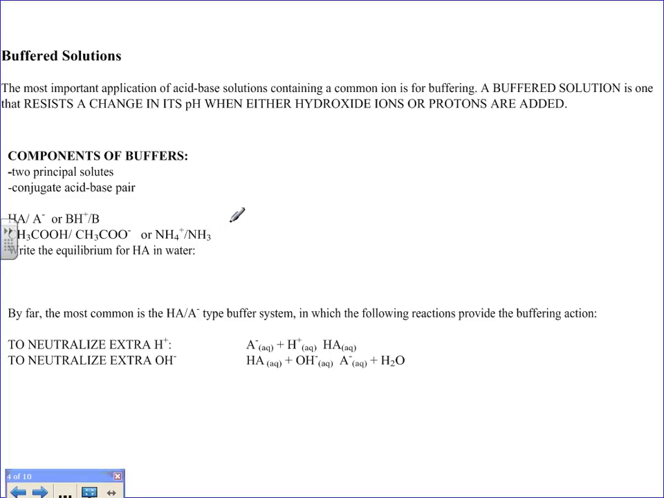Let's look at first, without calculations, the reason why a buffer can actually resist a change in pH. A little bit later on, we are going to do some formal calculations with this, but for now, we'll just start with a little preview.